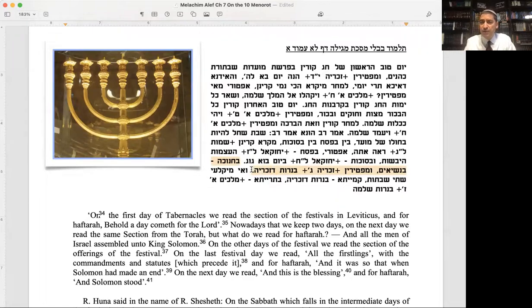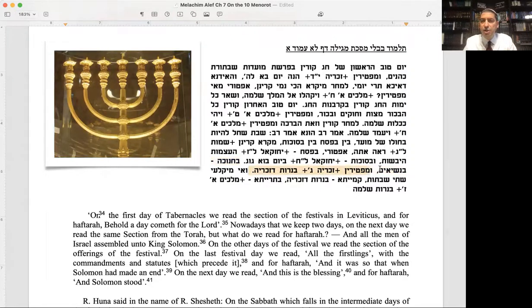We read a section from the book of Zechariah. In fact, on Shabbat Chanukah every year, we read at least the Haftorah from the Sefer Zechariah. It features the menorah quite prominently. We're going to look at that. We'll see it inside. A single menorah.